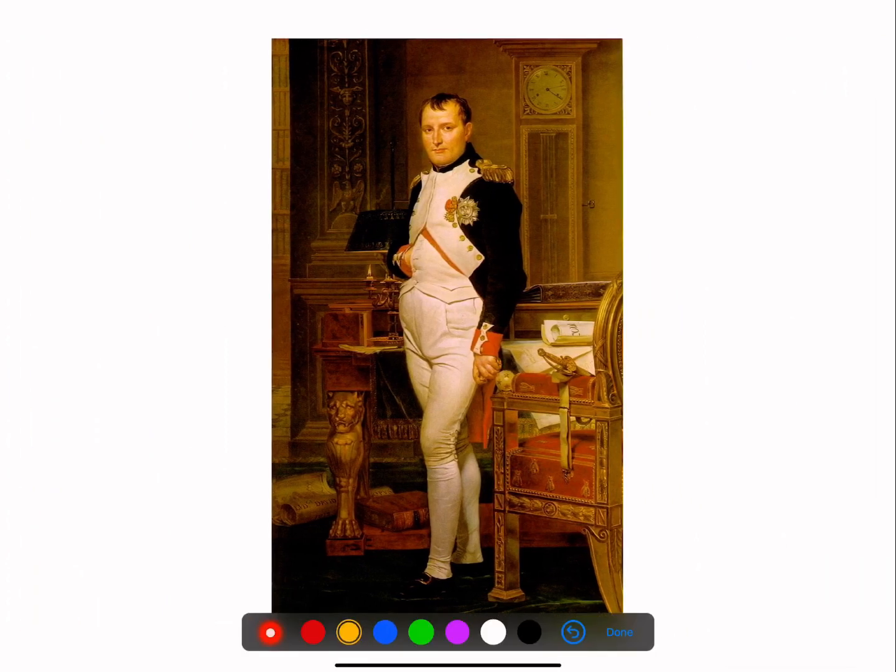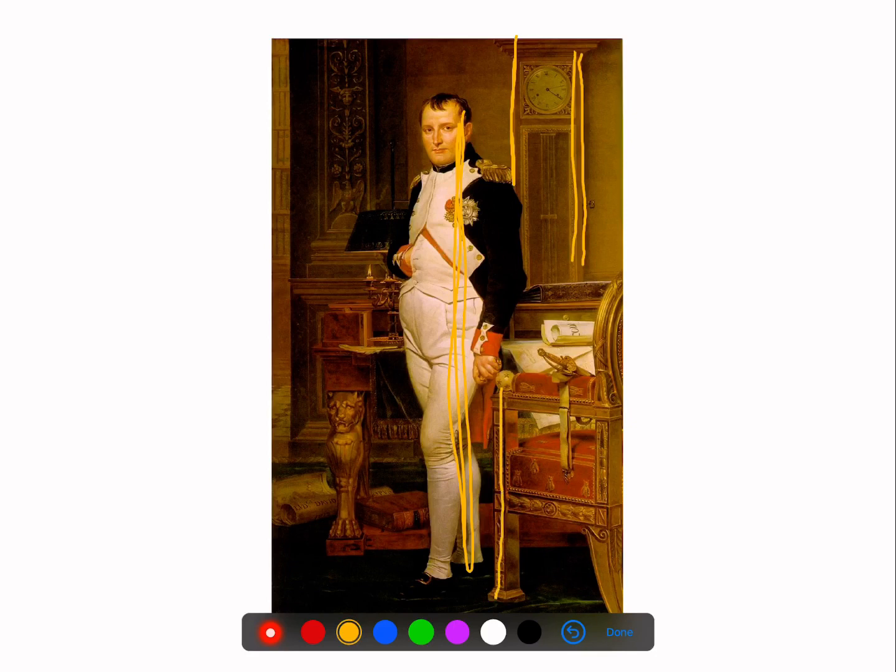This is Napoleon Bonaparte. He was a French ruler, and he was known for being quite short. So he is trying to overcompensate for his lack of height by placing a lot of things that are vertical in this position. First one, look at his strong stance. He's placed on a completely vertical axis. We have a large grandfather clock that reaches all the way to the top of the painting.